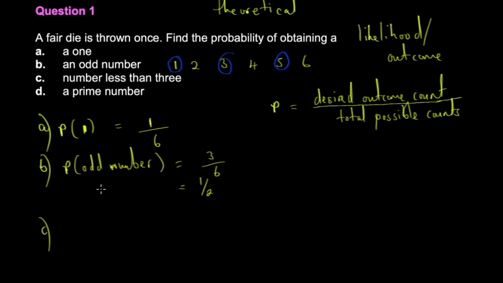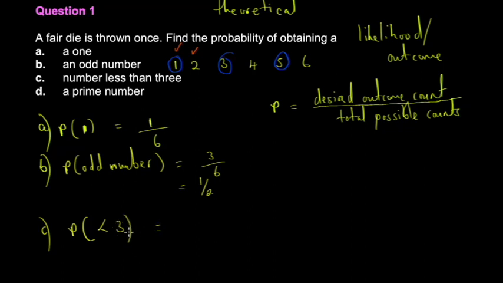And then for the C part, number less than 3. So again, you're dealing with your probability space. You want numbers which are less than 3. So it'd be 1 and this one. Okay, so this time your desired outcome. So you can say probability less than 3 like this. This is how I would write it.